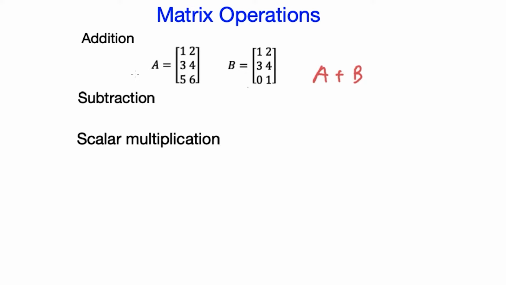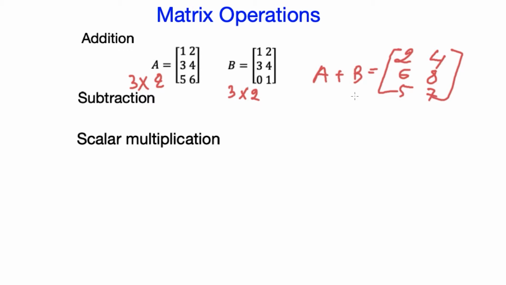This matrix has 3 rows and 2 columns, so it is a 3 by 2 matrix, and this matrix here is also a 3 by 2 matrix. So we can compute A plus B, which will equal this entry plus this entry: 1 plus 1 is 2, and 2 plus 2 is 4, and 3 plus 3 is 6, and 4 plus 4 is 8, and 5 plus 0 is 5, and 6 plus 1 is 7.